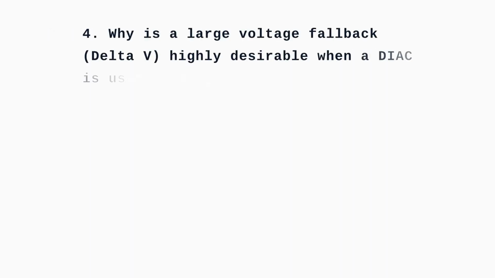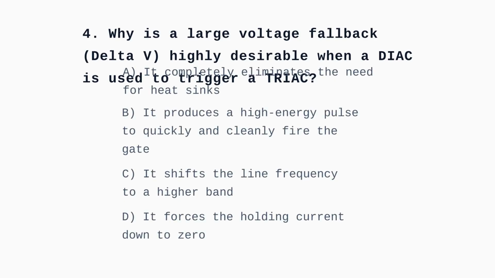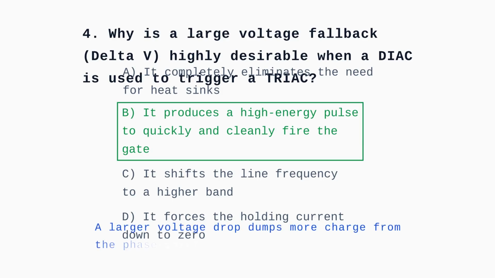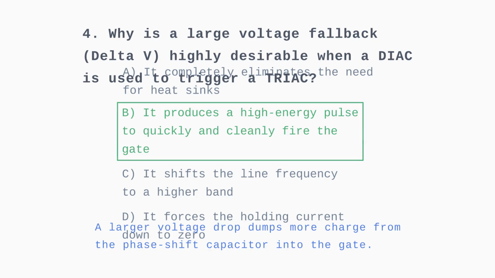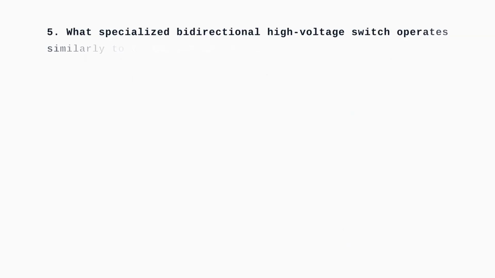Question 4. Why is a large voltage fallback delta V highly desirable when a DIAC is used to trigger a TRIAC? A high-voltage fallback allows the trigger capacitor to discharge a powerful, high-amperage current pulse directly into the TRIAC gate, ensuring fast, clean turn-on.